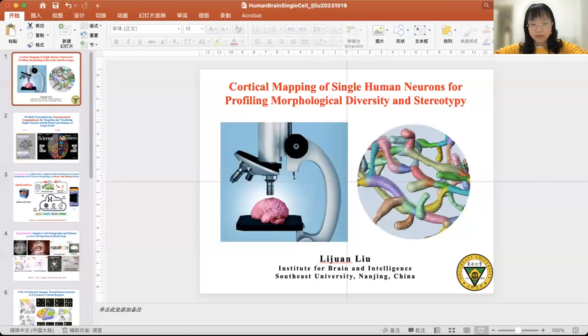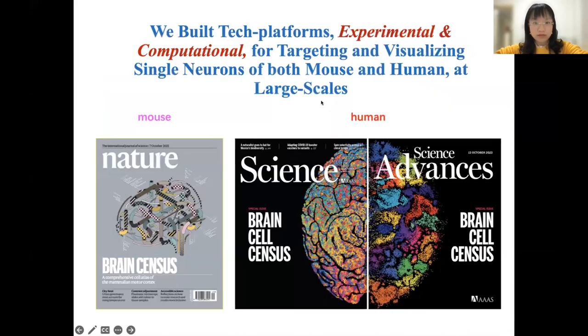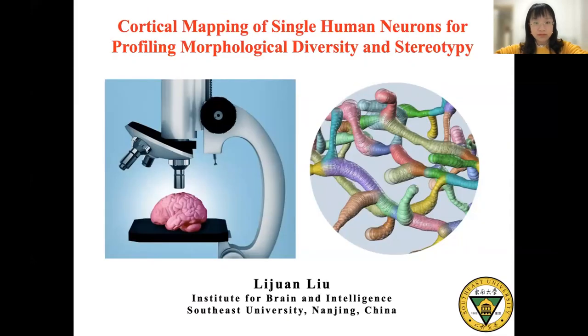I'd like to introduce Lijuan Liu. Dr. Lijuan Liu is currently an associate professor with Southeast University in China. She's interested in whole brain connectome at the single cell level, and the characterization of neuronal types based on neuronal morphology and other characteristics. She's leading a neuronal morphology group in this SEU Allen Joint Center at the Institute of Brain and Intelligence at Southeast University in China. Please take it away.